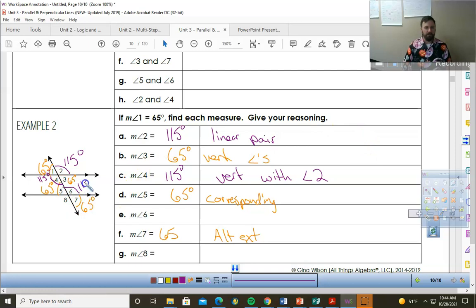6 is also going to be 115 because of so many different reasons, but I'm going to say it's because of alternate interior with 4. And lastly, angle 8. Well, 8's vertical with 6, or it's linear with 7, or linear with 5, or it's alternate exterior with 2. Let's do that one. It's 115 because it's alternate exterior with 2. Why not?